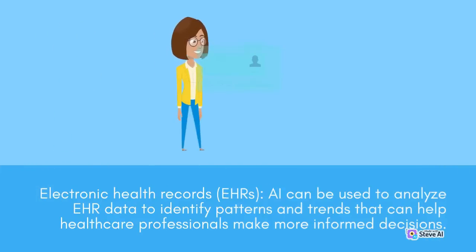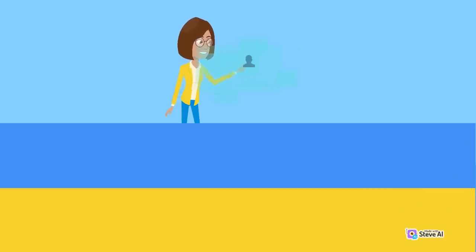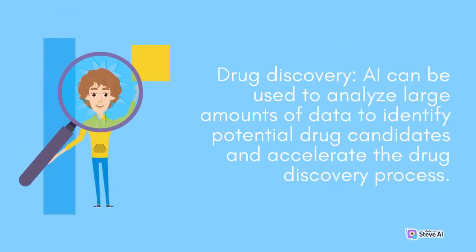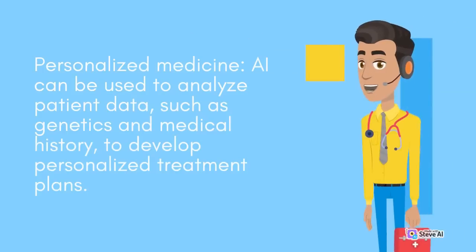Electronic health records, EHRs. AI can be used to analyze EHR data to identify patterns and trends that can help healthcare professionals make more informed decisions. Drug discovery. AI can be used to analyze large amounts of data to identify potential drug candidates and accelerate the drug discovery process. Personalized medicine. AI can be used to analyze patient data, such as genetics and medical history, to develop personalized treatment plans.